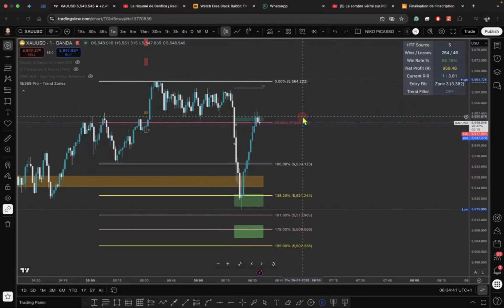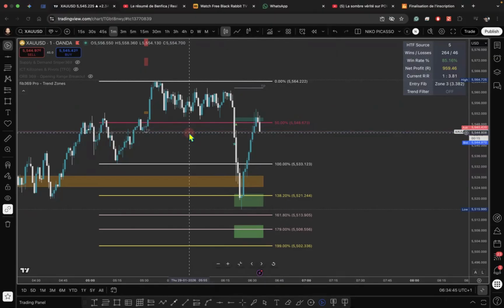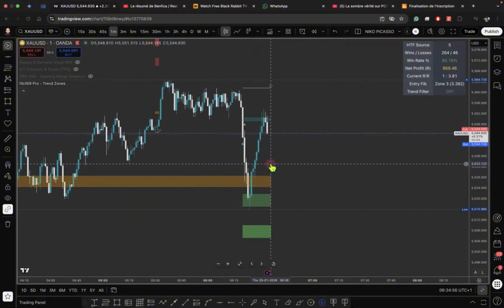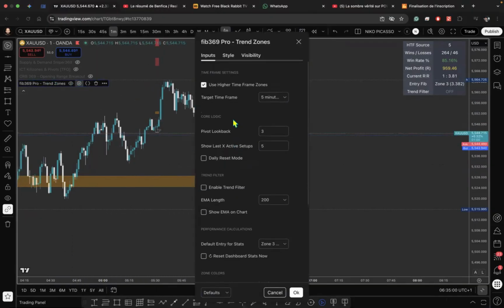Okay, welcome back. So today I'm just going to break down a trade setup I just took on gold and explain the reason why. And that trade was with FIB 369 Pro. I placed the Fibonacci manually so you can understand the logic. So the settings are here that I'm currently using. Higher time frame selected is the 5 minute time frame.